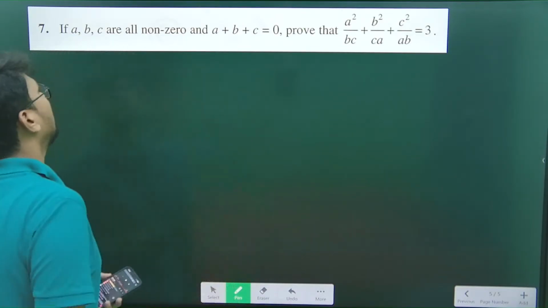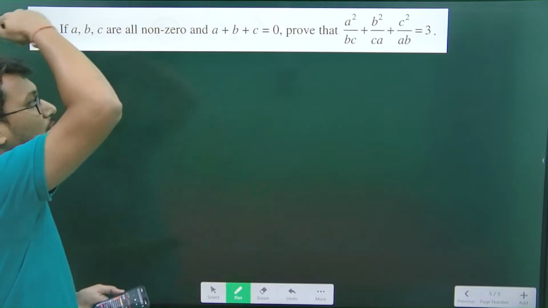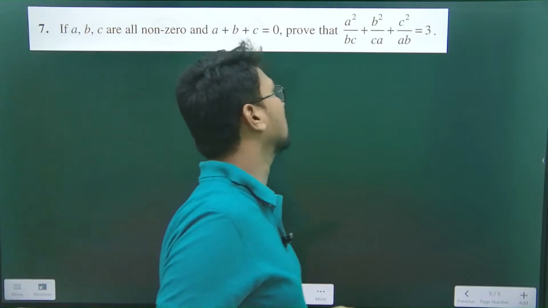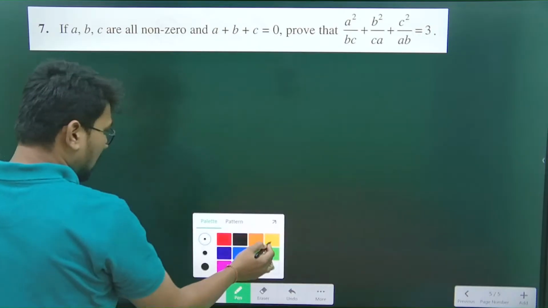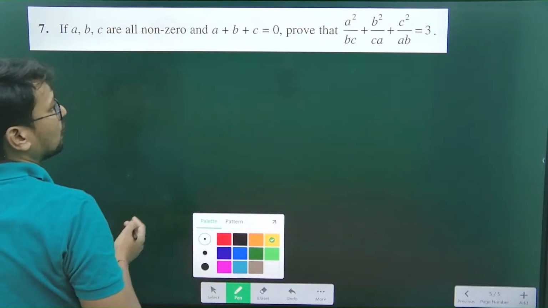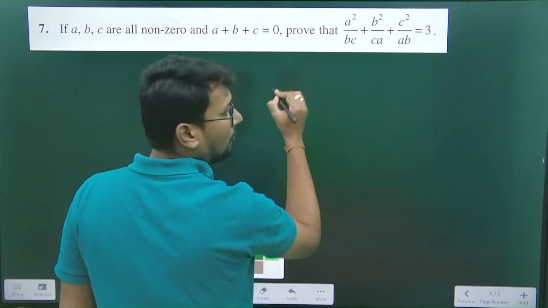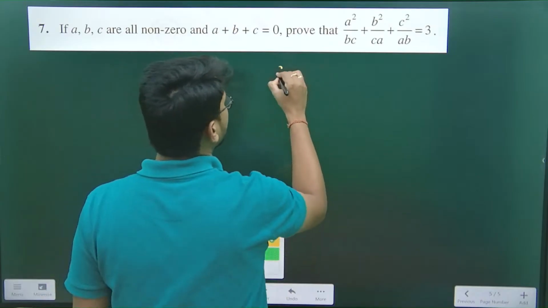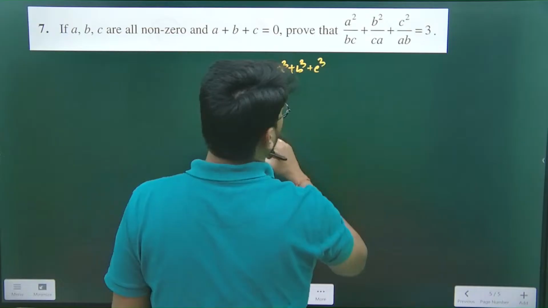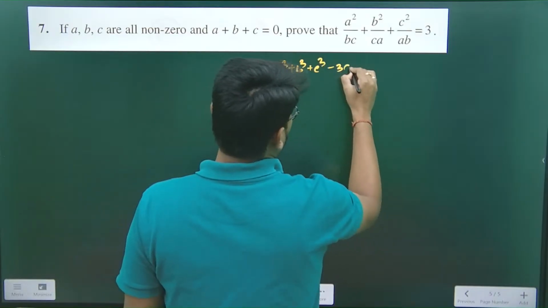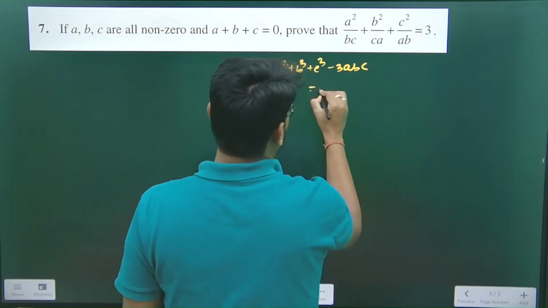The question is: given that a, b, c are all non-zero and a plus b plus c equals 0, prove that a²/bc plus b²/ca plus c²/ab equals 3. For that, you first have to write an identity: a³ plus b³ plus c³ minus 3abc equals how much?